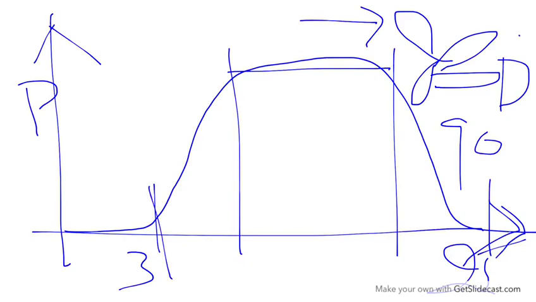So this is the cut-in speed, rated speed, and cutout speed. This is about the wind power characteristics of a wind turbine.